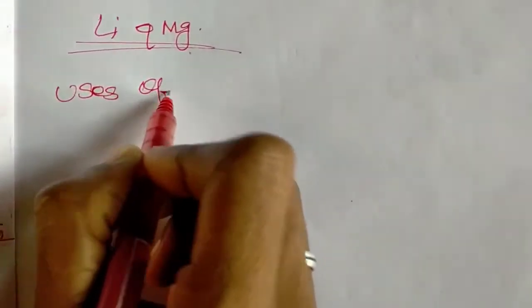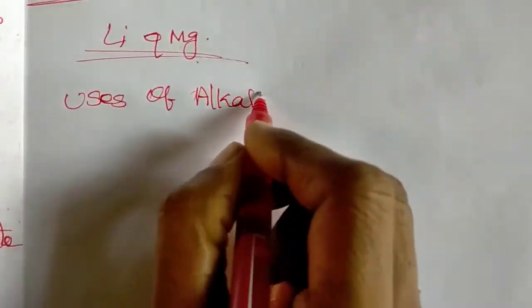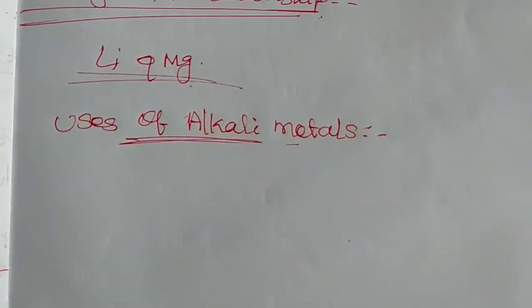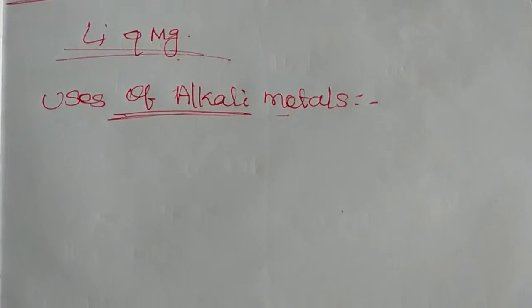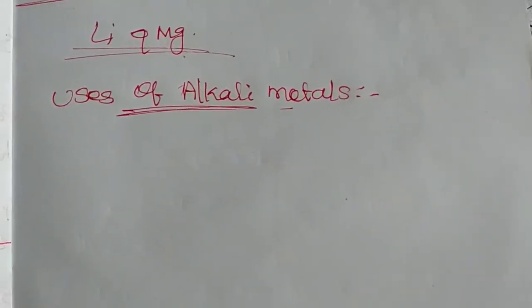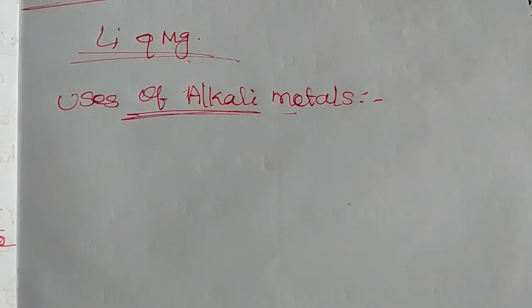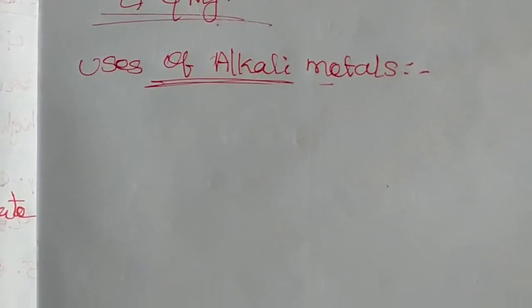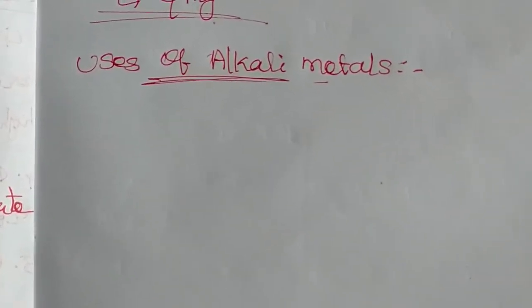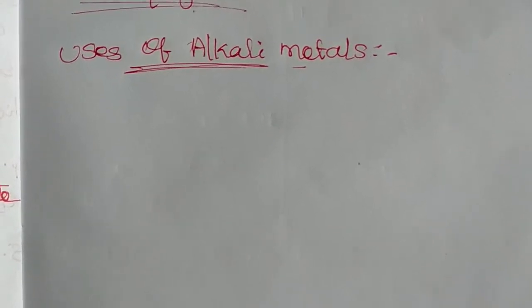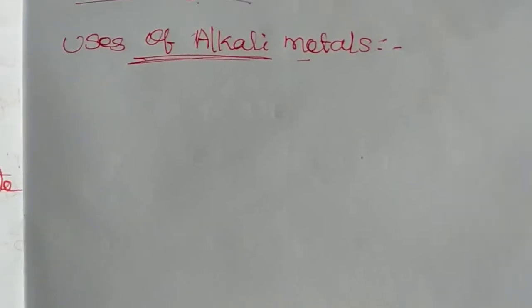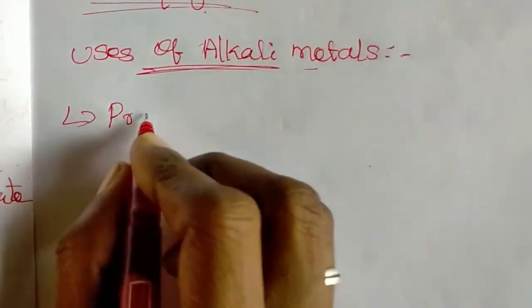Now we are going to discuss the uses of alkali metals. You have one more topic, chemical properties of alkali metals, which we will discuss in the next class. Today we will discuss uses of alkali metals. Lithium is a hard metal compared with the other alkali metals, so we use lithium for preparing alloys.